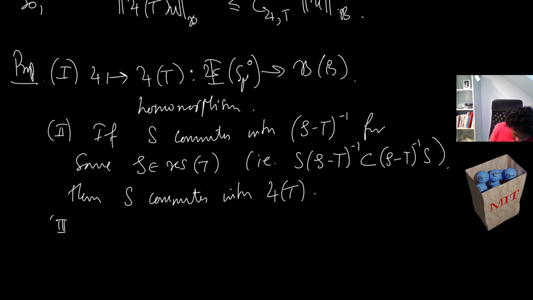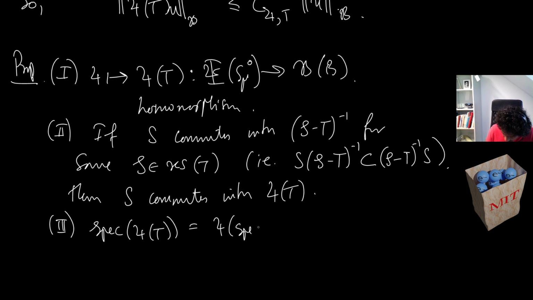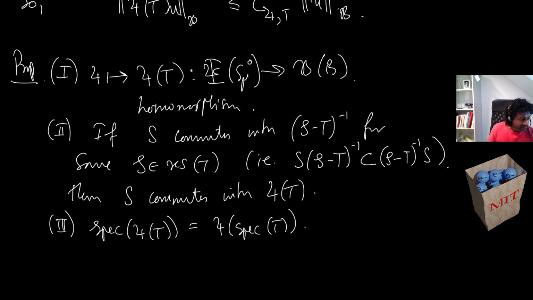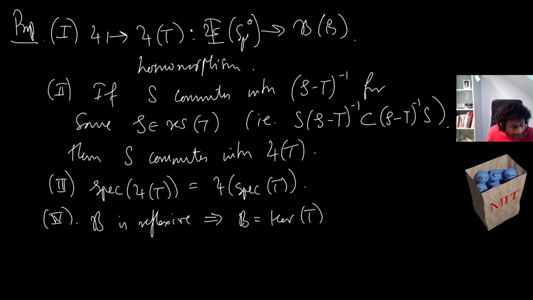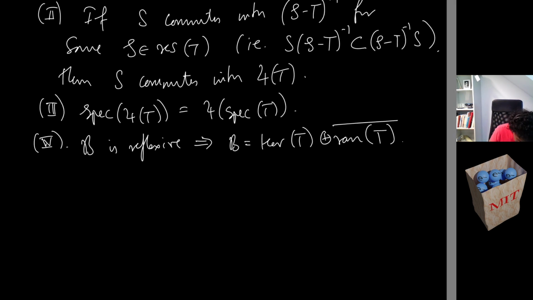We have a spectral mapping theorem. The spectral mapping theorem tells us that the spectrum of psi of T is equal to psi of the spectrum of T. And a very important thing that I want to point out is that if B is reflexive, then B is equal to the kernel of T plus the closure of the range of T. And that's of course not an orthogonal sum. Okay, so I won't really get into the guts of this.